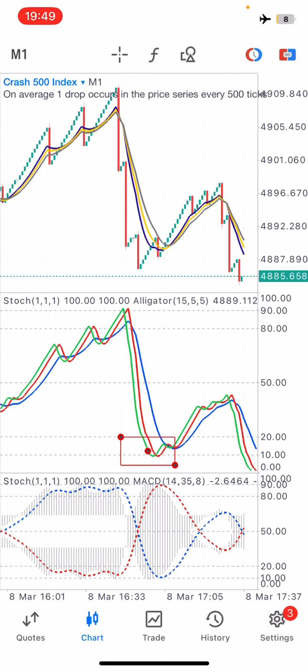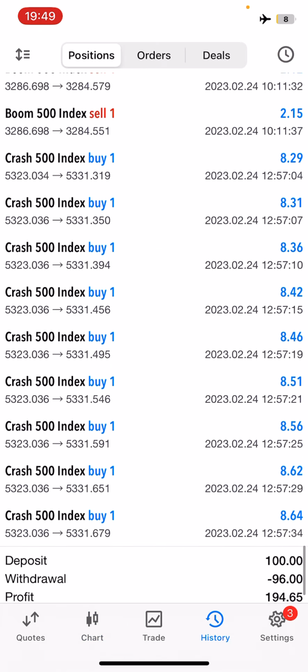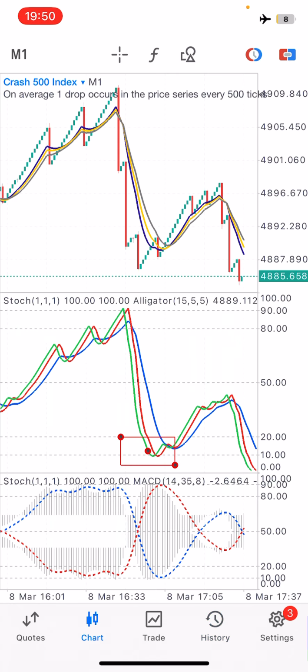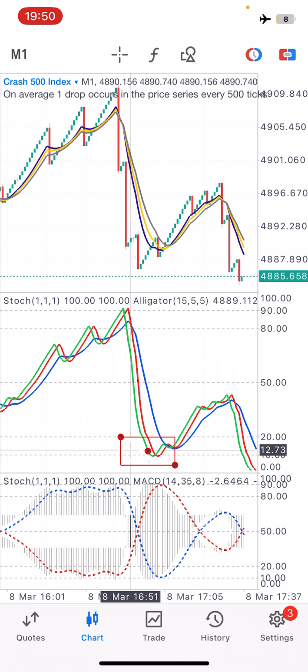So let's say, for example, you want to be buying Crash. These are some of the buy trades on Crash that I took, and they're quite profitable. As you can see, we're making $8.29, $8.31, $8.36 on each and every trade. So the first thing that you need if you want to buy Crash is you want to have your red and green line there on the alligator to touch your 10 level, to cross your 20 level and touch your 10 level, like where I highlighted right there, which is at this spot.